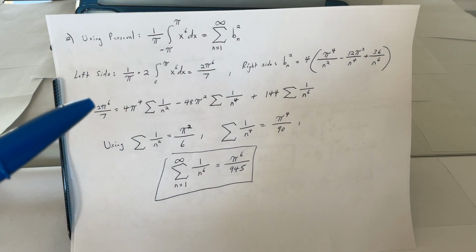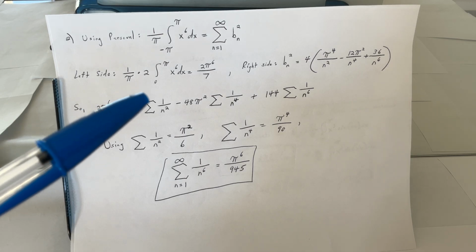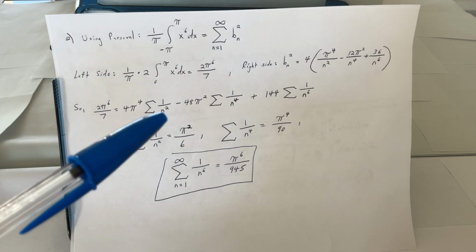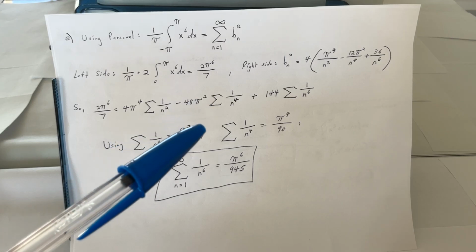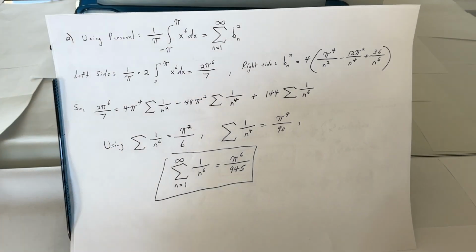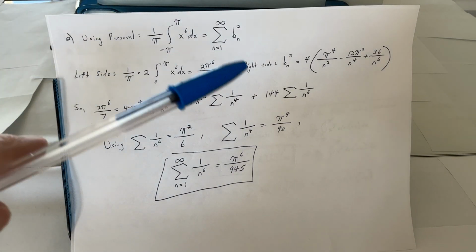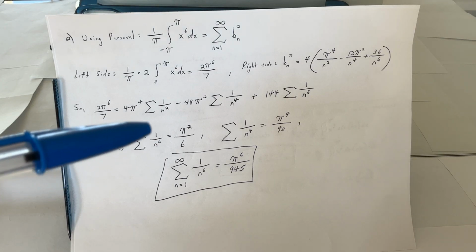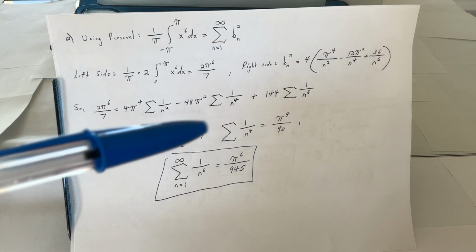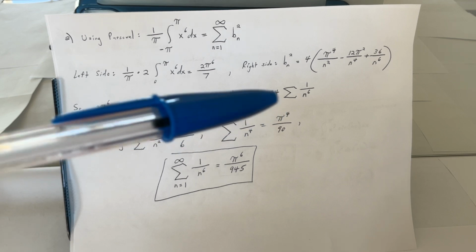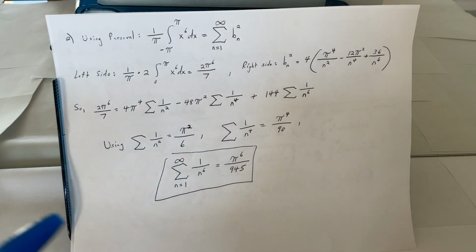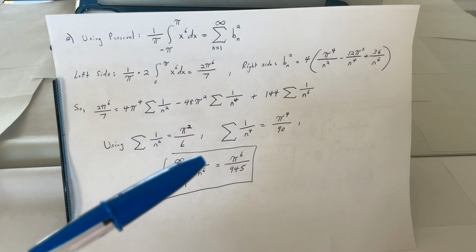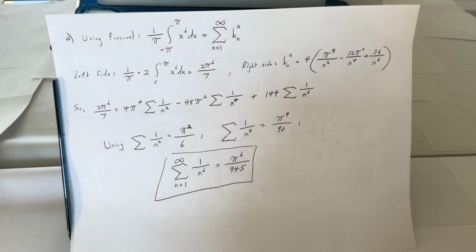So 2 pi to the 6th over 7 equals 4 pi to the 4th times the sum of 1 over n squared, minus 48 pi squared times the sum of 1 over n to the 4th, plus 144 times the sum of 1 over n to the 6th. So using that the sum of 1 over n squared equals pi squared over 6, and the sum of 1 over n to the 4th equals pi to the 4th over 90, we're going to wind up getting the sum from n equals 1 to infinity of 1 over n to the 6th equals pi to the 6th over 945.